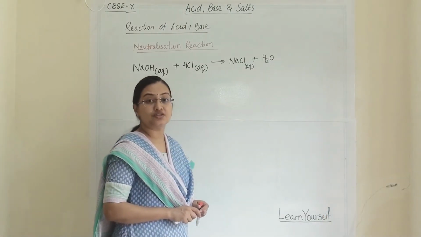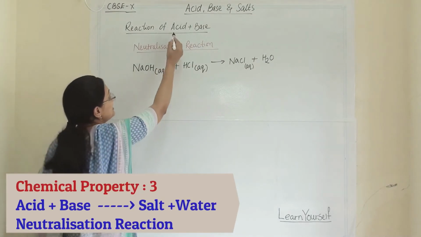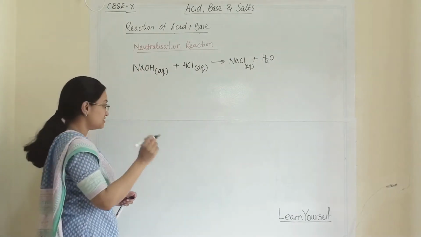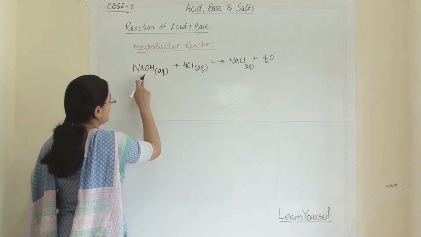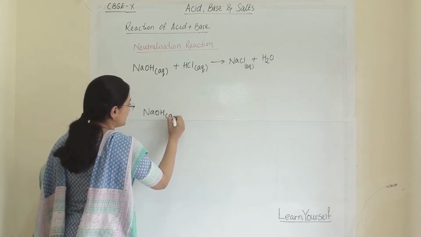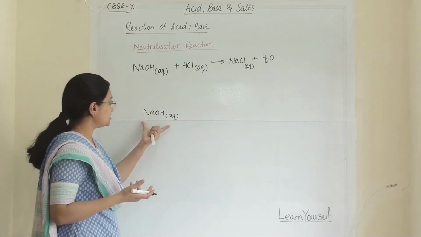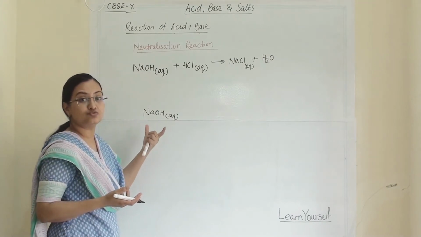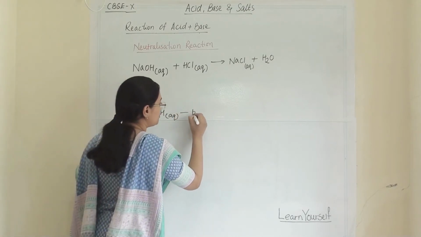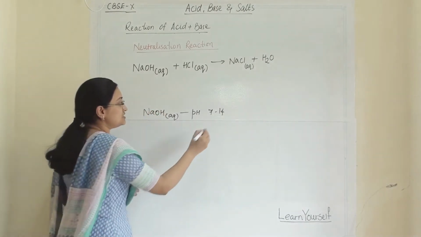Our next reaction is the neutralization reaction. In this reaction, acid will react with base. So that's why it is called a neutralization reaction. Suppose in water we have taken NaOH. It is in aqueous phase, so that means it is in the water medium. So this is sodium hydroxide, we have taken it into water. So when NaOH is there, its pH will be between 7 to 14. So this is basic.